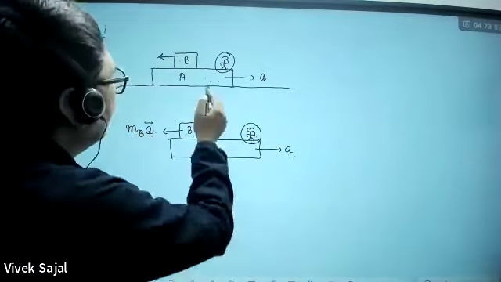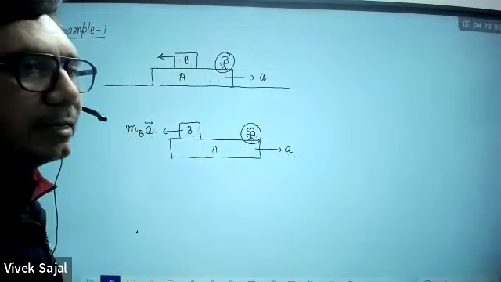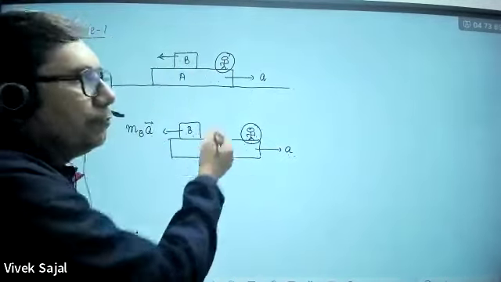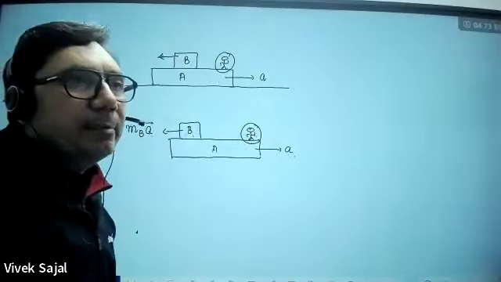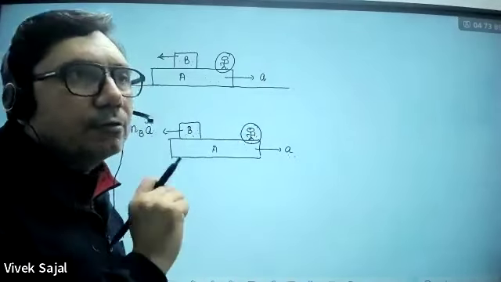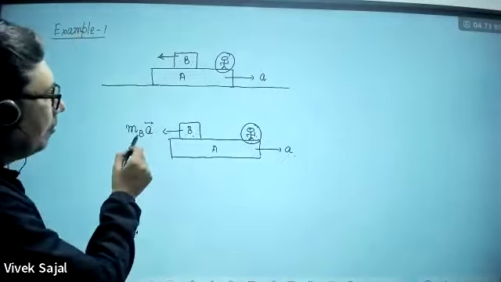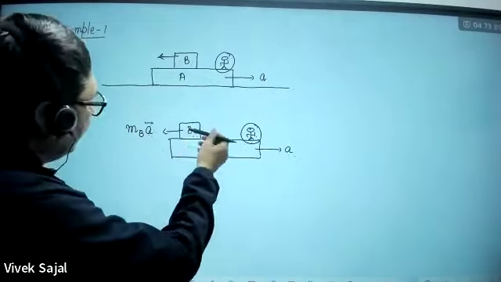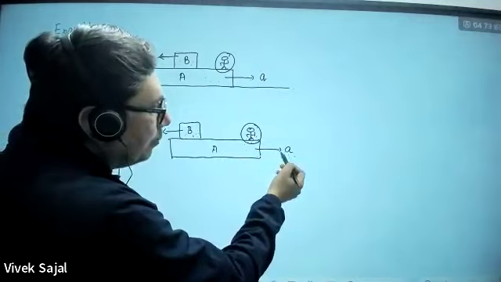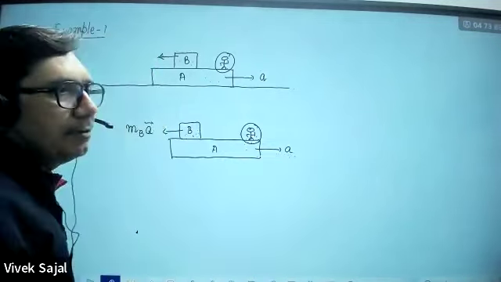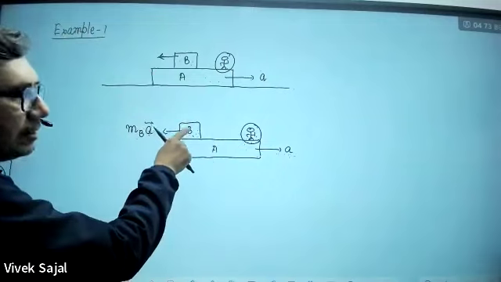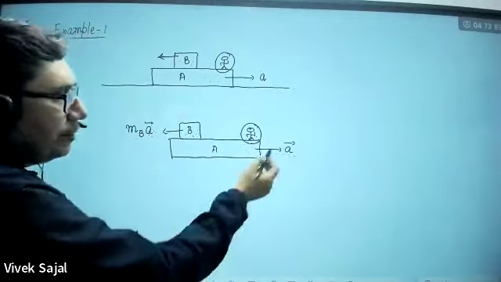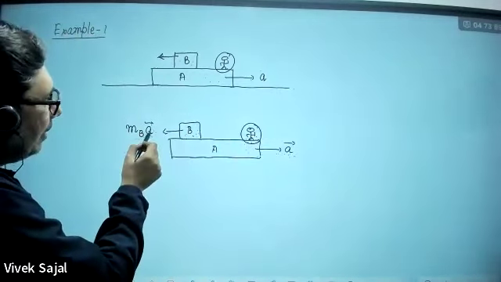For this observer, this block is moving in the backward direction, because from his point of view it has an acceleration in the backward direction. So there should be a force acting on it, and that force will be the mass of this block times this acceleration. This force acts opposite to the direction of the accelerated frame. The accelerations are equal in magnitude, the directions are opposite, and it is multiplied by the mass.